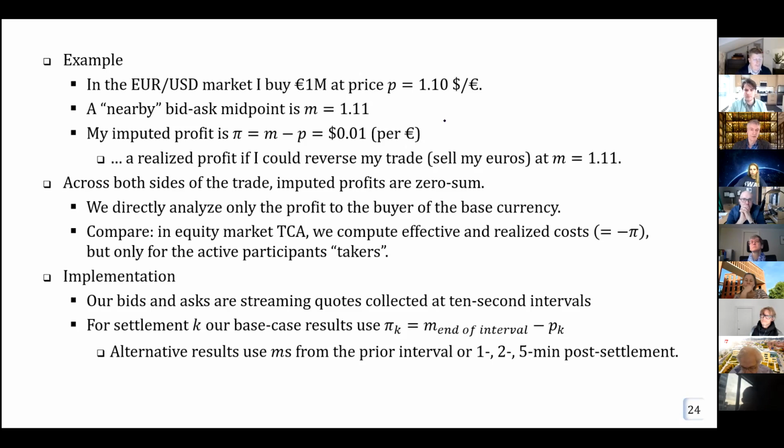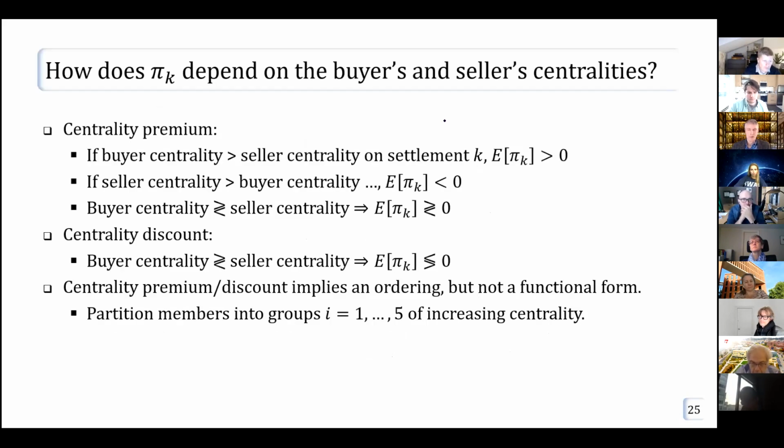Now, our bids and asks here are the Olsen streaming quotes. For our base case results, we're going to look at the midpoint as of the end of the interval where the settlement instructions were first set. But we also look at the prior interval, several minutes post-settlement, so we investigate a range here. Our question is, how does this imputed profit depend on the relative centralities of the buyer and seller? If the buyer centrality is bigger than the seller centrality, if it's a centrality premium, we would expect the higher centrality counterparty to realize the profit.